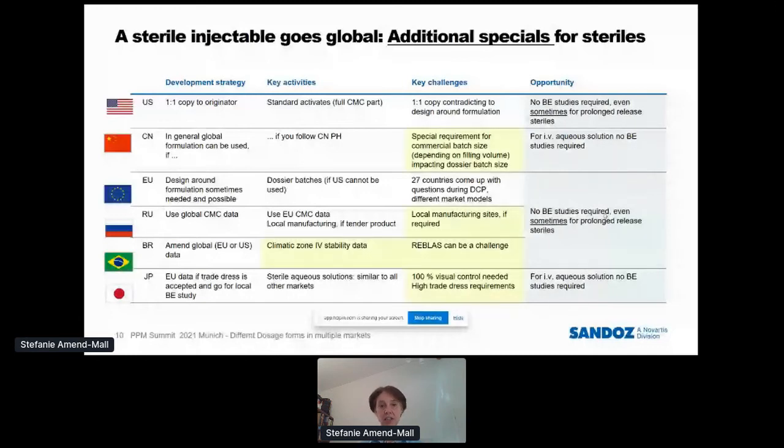And then of course, you have some additional challenges. For liquid injectables, there is climatic zone 4 in Brazil, sometimes a challenge. It can also be for other dosage forms, that's clear. But especially here, again the topic of local manufacturing sites is to be considered, often not so easy to find one which can do your product. And again, in Japan, I have the 100% visual control, which is also very important. Each vial needs to be checked visually.